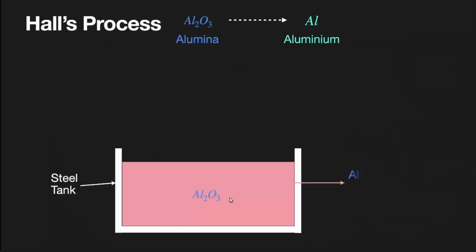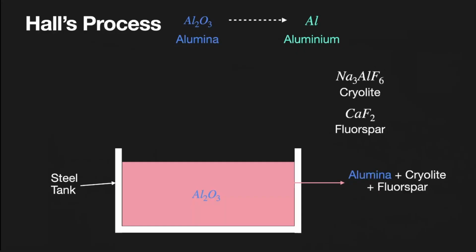What we do is, along with alumina, we add cryolite and fluorspar. Sounds like weird names, but let me explain what they are. Cryolite is Na3AlF6, fluorspar is CaF2. These two chemicals, when they are added with alumina, reduce the melting point of alumina. So it's easier to liquefy alumina now. And the difference is drastic.